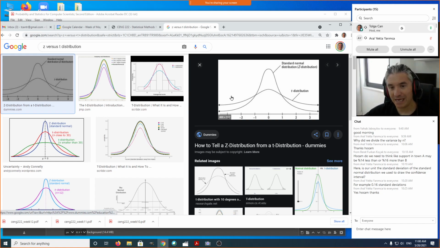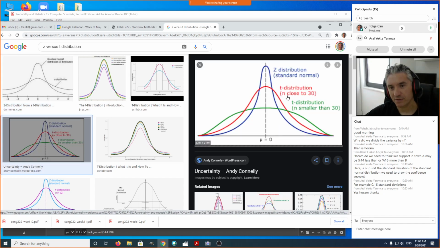If you want to, again, put 95% of the population inside an interval, you have to increase your interval. And this is the t distribution with n close to 30. As I said, this 30 is like a rule of thumb for large and small. So when n is close to 30, this is how the t distribution and z distribution look. And with n much smaller than 30, it looks like this.